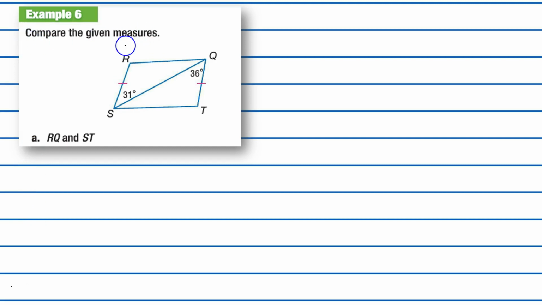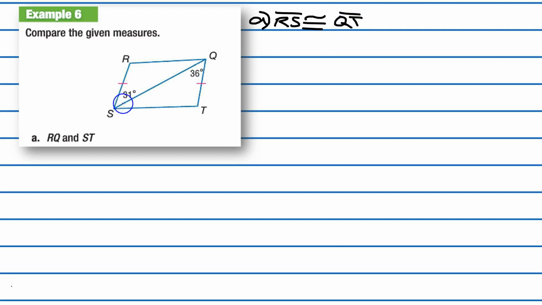We want to compare the given measures, RQ and ST, these ones here. Let's find out what's going on between them. Let's start with our given information. What we're given is that side RS is congruent with side QT. And that's what they gave us, so we can say that.